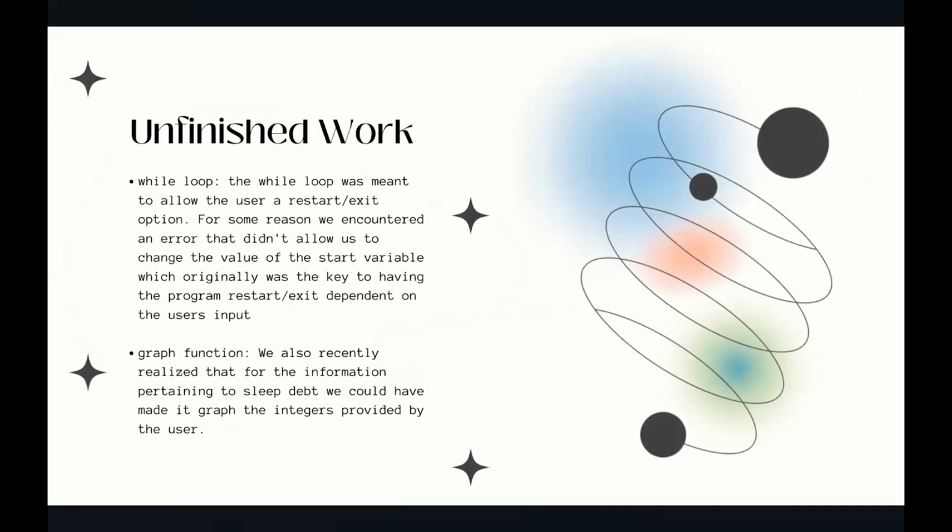So for our unfinished work, once again, the while loop was meant to allow the user a restart/exit option. For some reason, we encountered an error that didn't allow us to change the value of the start variable, which originally was the key to having the program restart/exit, dependent on the user's input. We didn't get an error message or anything. It just honestly wasn't going through. So we tried placing it in different positions. We tried fixing it in different ways, like the way we originally had it. Still didn't want to go through. So it's part of our unfinished work now.